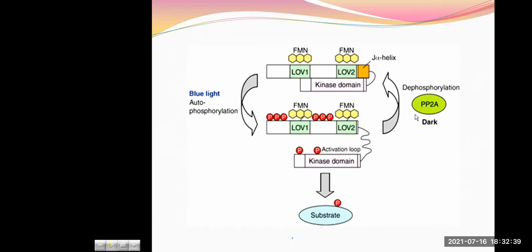In darkness, what happens? These phosphates are removed, and this again becomes folded. This phosphorylation occurs, phosphates are removed, dephosphorylation occurs. This is activation by blue light, and this is deactivation by dark wavelength.